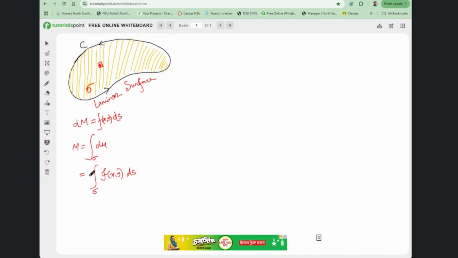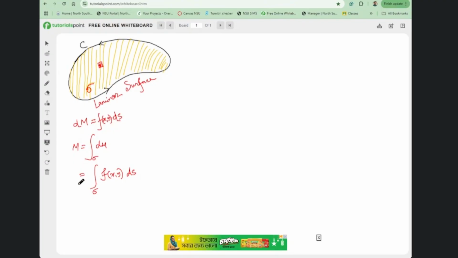Okay, so here we call it the surface integral because we are integrating over the whole surface. Previously we said along the line, that's why it was a line integral, along a line, and now we say over the whole surface, sigma. That's why we call it the surface integral.